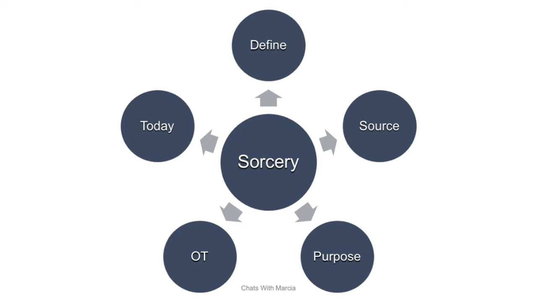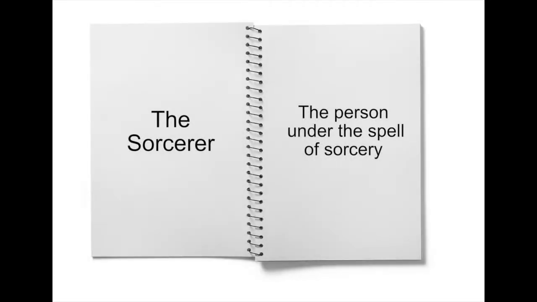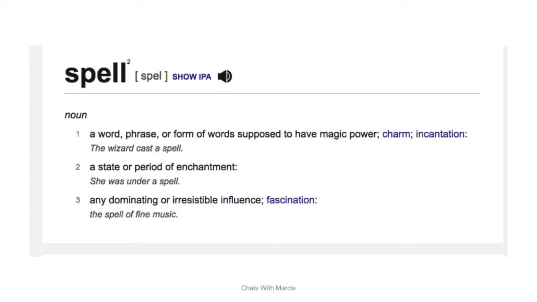A lot of times when we think about sorcery, we tend to think about the sorcerer who is practicing the sorcery. But with sorcery, you have two sides. On one side, you have the entity that is using the sorcery, and on the other side, you have the entity that is the object of the sorcery, or the one on whom the magic is placed or used. To be under the influence of sorcery is said to be under a spell or enchantment. In this video, I will refer to the person or people under the influence of sorcery as being under a spell.